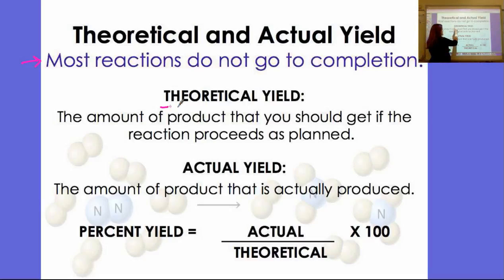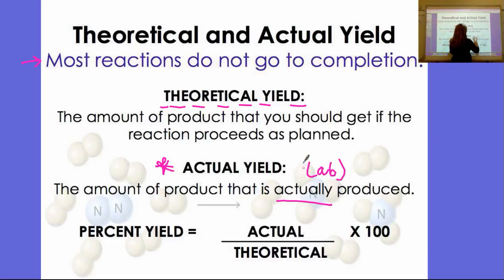So our theoretical yield, this is yield of product, is exactly how much product we should get if the reaction proceeds as planned. So we'd love to have 100% yield. But sometimes our actual yield is less than what we should have produced. We're going to try this in the lab. If you're back in the lab, maybe you spilled something or you didn't measure something properly, but the actual yield is the amount of product that is actually produced. These are usually your laboratory results.